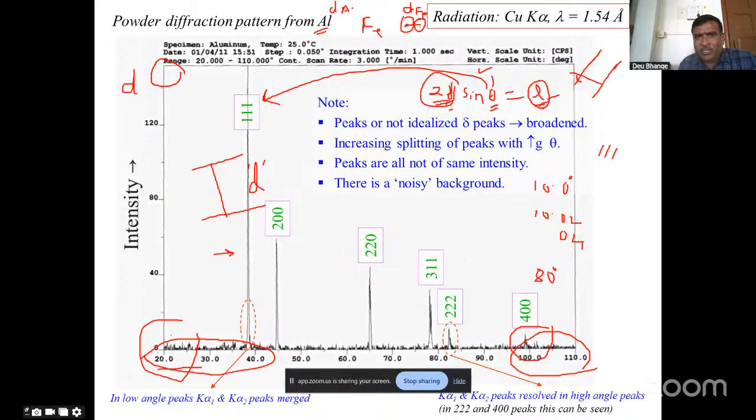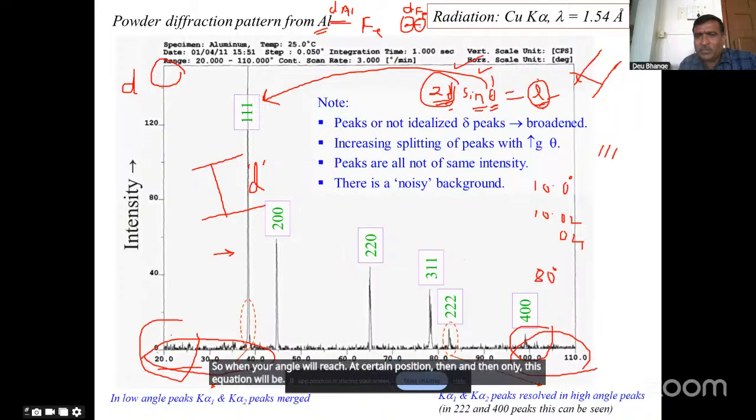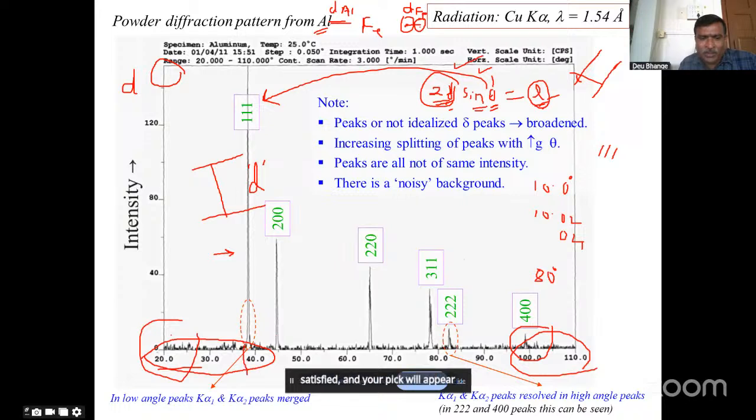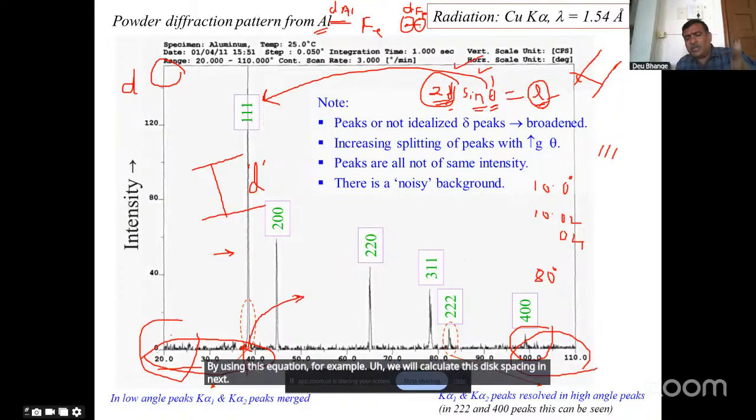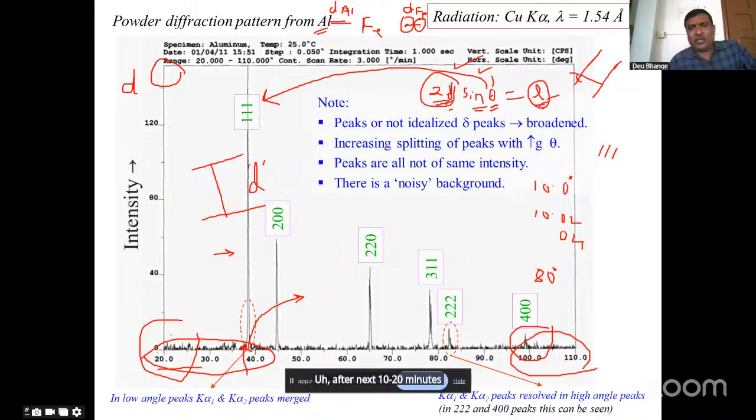In the aluminum lattice, there will be a particular set of d values. So you will have 6, 7, 8, 9 or 10 d values. When your angle reaches a certain position, then and only then this equation will be satisfied and your peak will appear. So you can calculate this spacing by using this equation. For example, we will calculate this spacing after the next 10-20 minutes, because we have to solve it for calculation of lattice parameter. Then we will see.